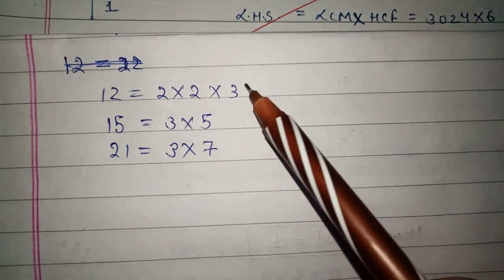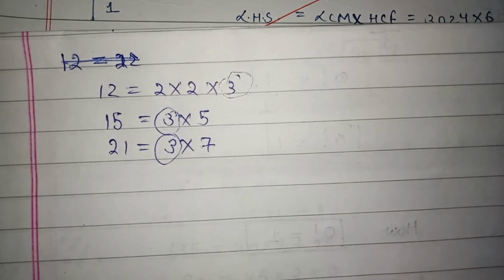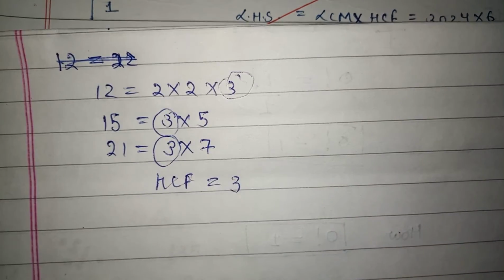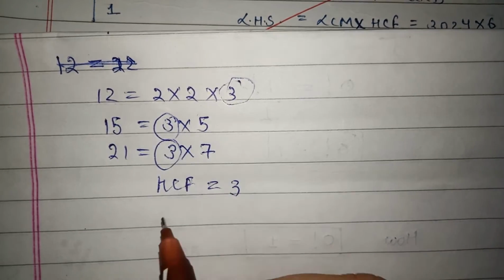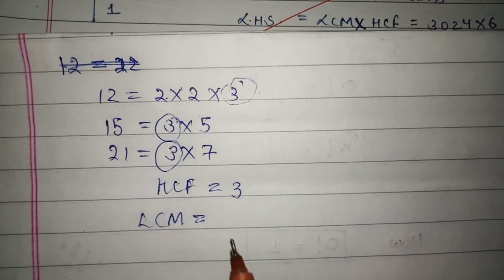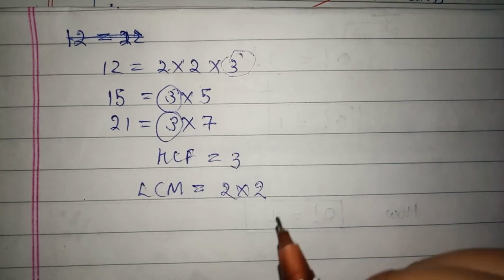Now I can see 3 is common in all of them. So 3 will be their SCF. SCF is 3. Now moving to LCM. I have said we will take all the numbers. Okay, now for LCM, I have 2 into 2 from the first part, and 3 also from the first part.